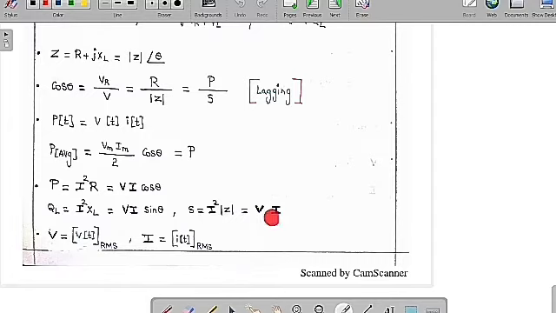You can write any of these, because if you take the square root of these things, we get VI. So P is equal to I square R is equal to VI cos theta, Q is equal to I square XL is equal to VI sin theta, whereas S is equal to I square mod Z is equal to VI. You can go for any of the expressions and you get the same result. Capital V is the RMS value of the supply voltage, and capital I is the RMS value of the supply current.